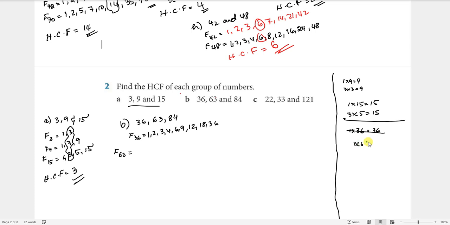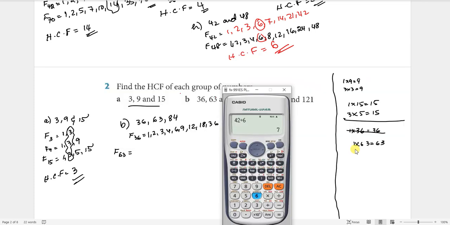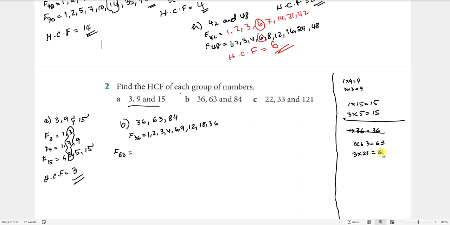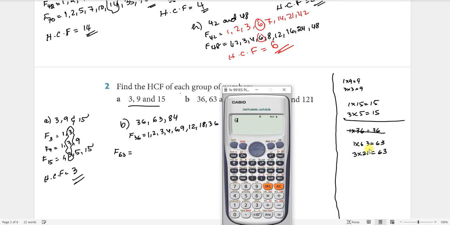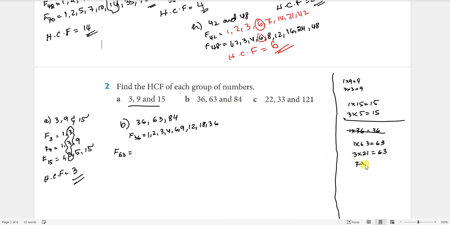1 times 63 is equal to 63. Divided by 3, so 3 times 21 is equal to 63. 63 by 6, 63 by 7, 7 times 9 is equal to 63. So we have 1, 3, 7, 9, 21, and 63.